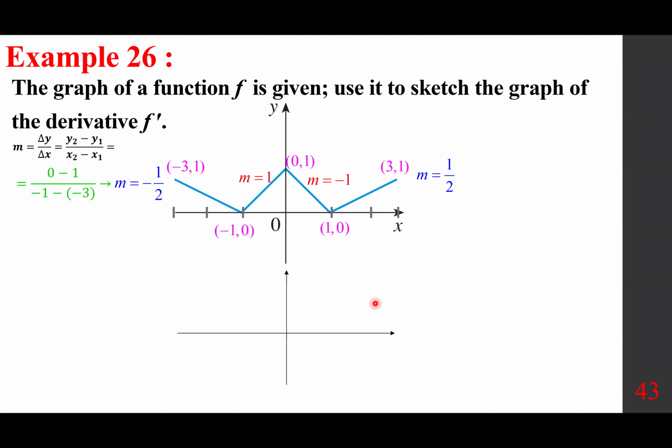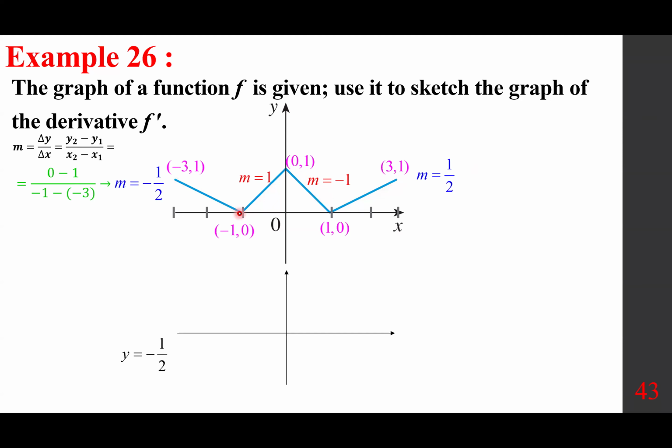Notice if this line continued indefinitely, then we wouldn't have a line segment or a portion of a line, and the graph of its f prime has the equation y equals the slope. Y equals -1/2. And the same thing for the rest of it. This one, y equals 1. This one, y equals -1. This one, y equals 1/2.